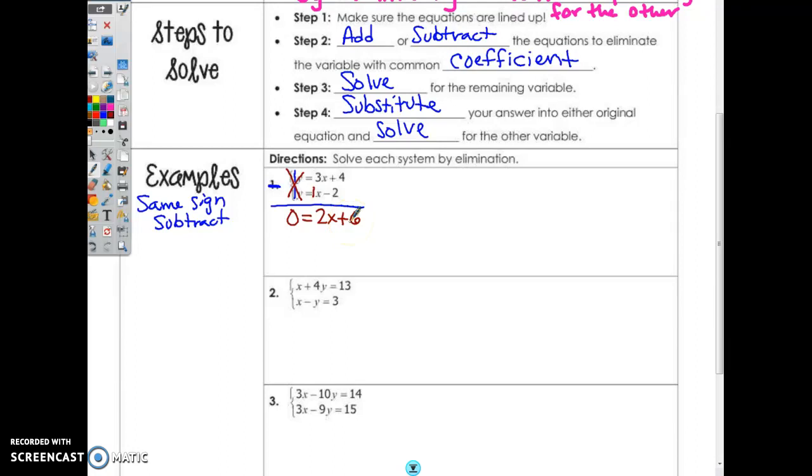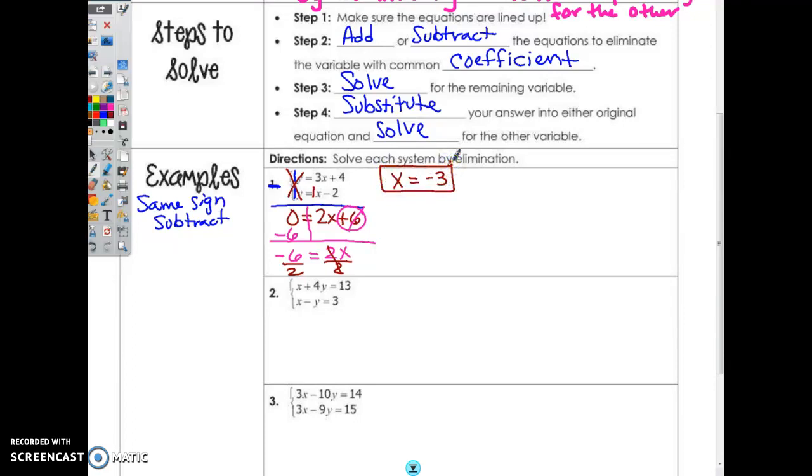You're adding, right? So then how do I solve for this? I'm going to move the 6 over to the other side, minus 6. So now I have negative 6 equals 2x. How do I solve for x? Divide. We're dividing. So divide both sides by 2. That gives you x equals what? X equals negative 3. So I got part of my answer. Okay? Part of my answer.